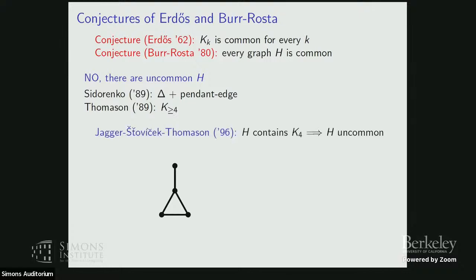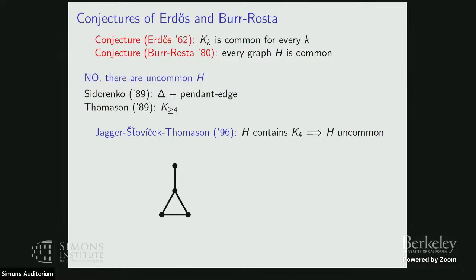And then a few years later, it was actually shown that as long as your small graph H contains K4, that's a reason why H is not a common graph. So statistically speaking, almost no graph is common. A typical graph H does contain K4.